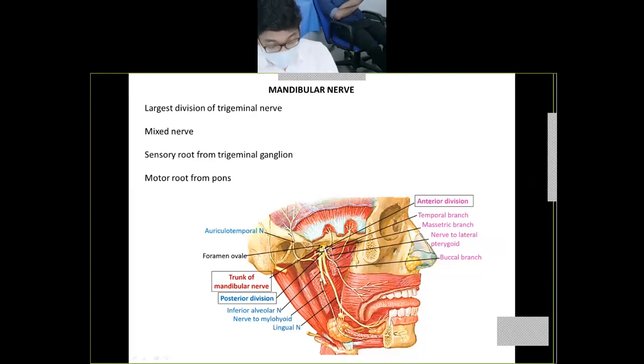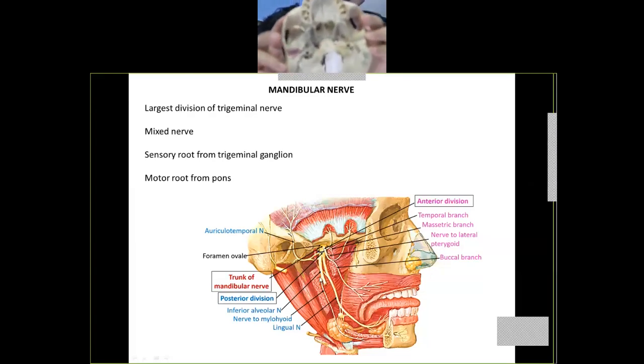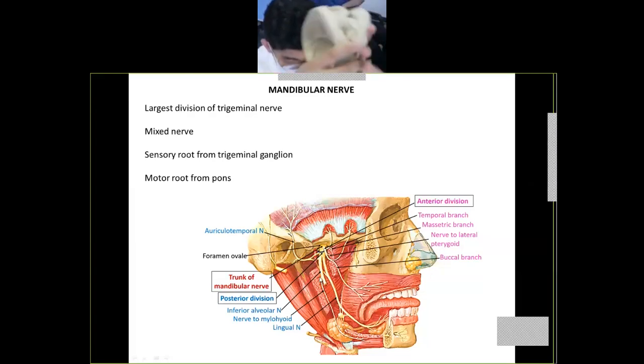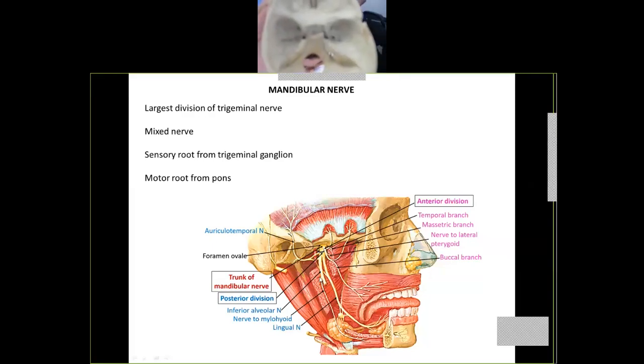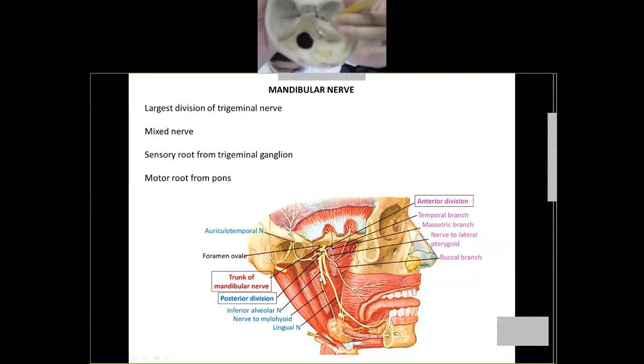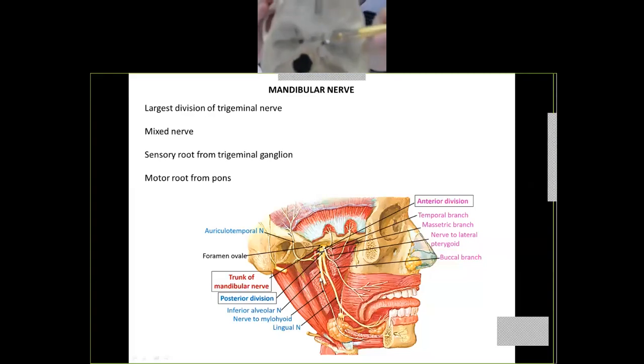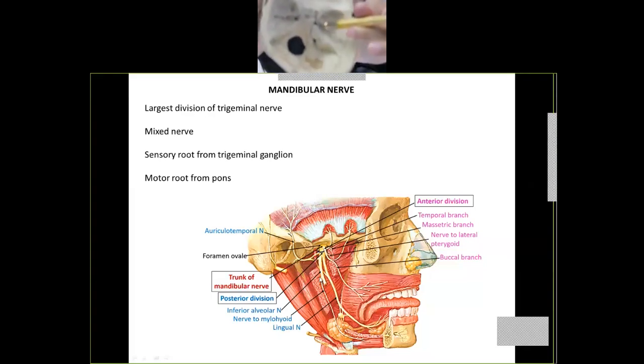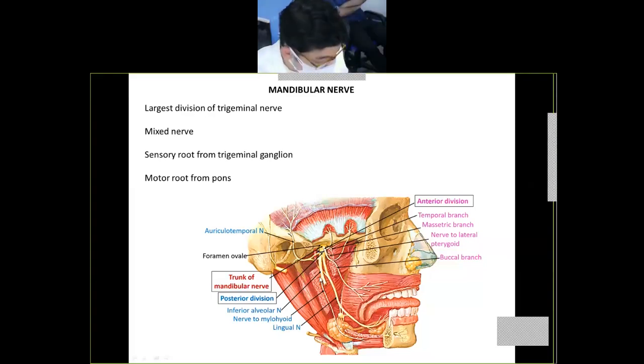In this picture, you can see. I'll try to. Can you see? Okay, wait. It's very difficult. It's becoming blurry. Okay, leave it.